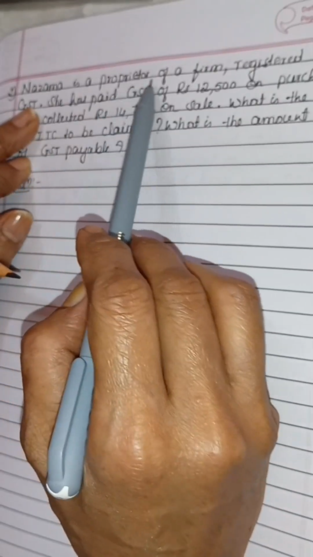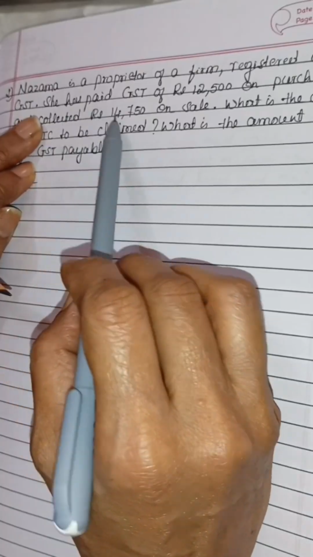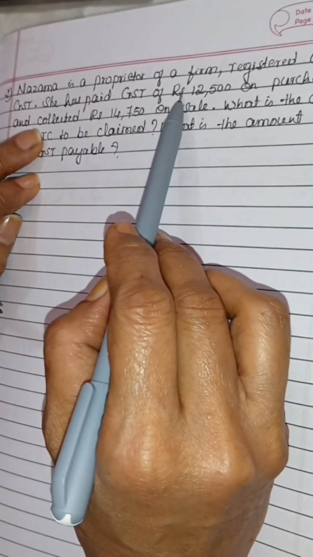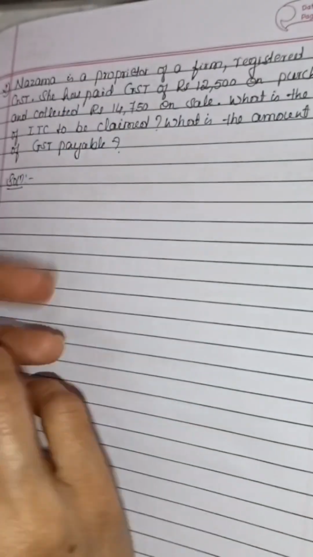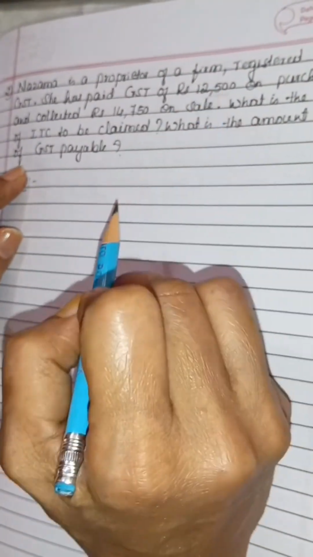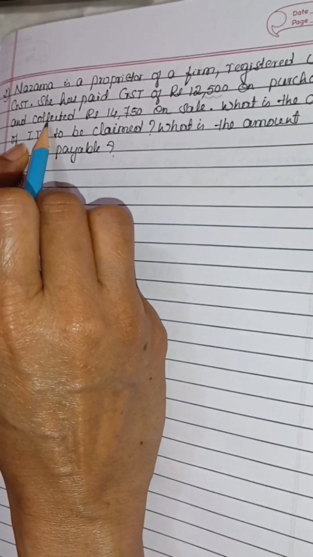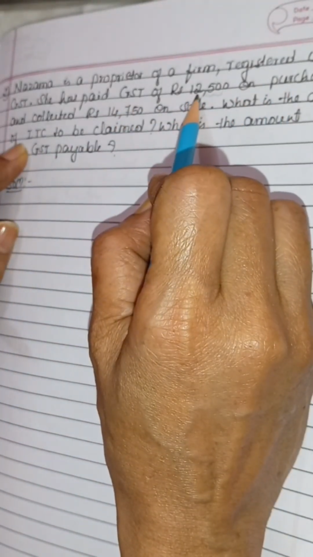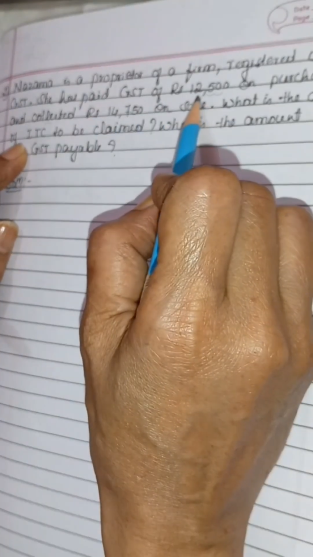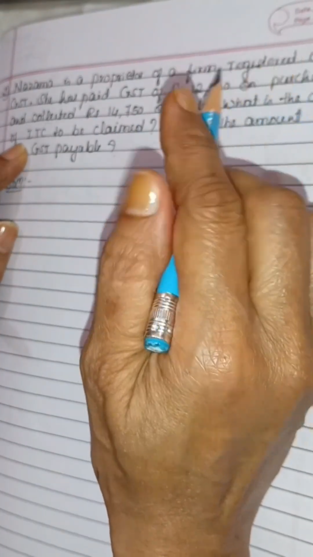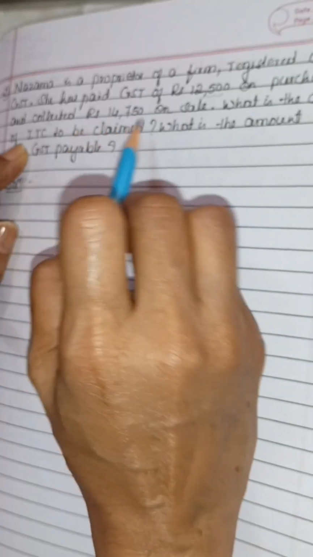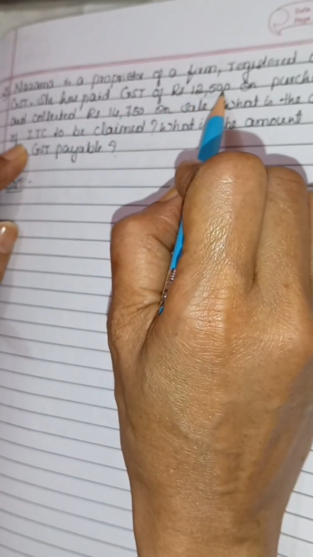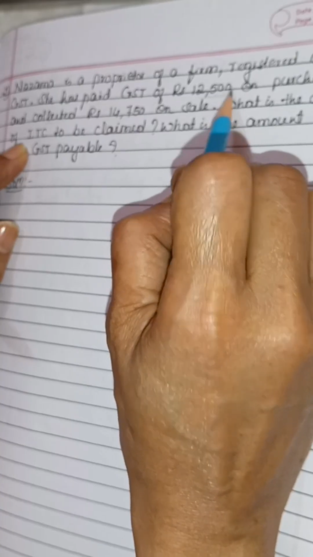Since Nazama is a proprietor of a firm registered under GST, GST paid at the time of purchase is 12,500, and GST collected means output tax. Otherwise we can make out that the larger amount is output tax and the smaller amount is input tax.